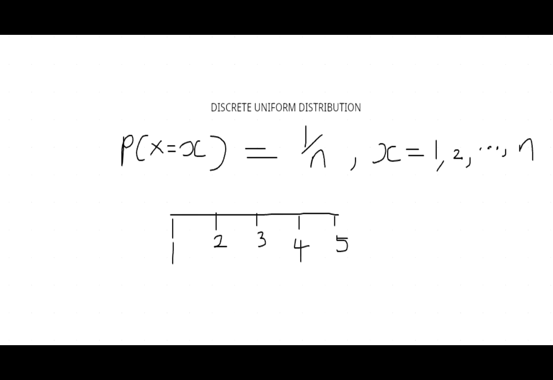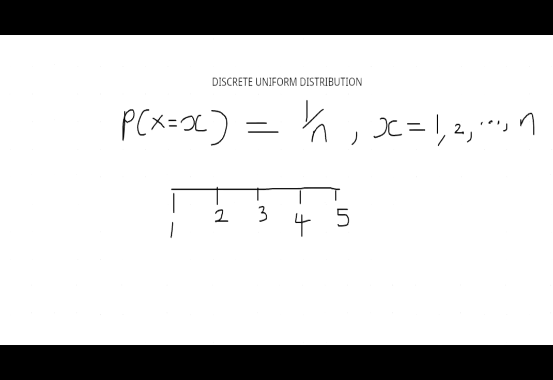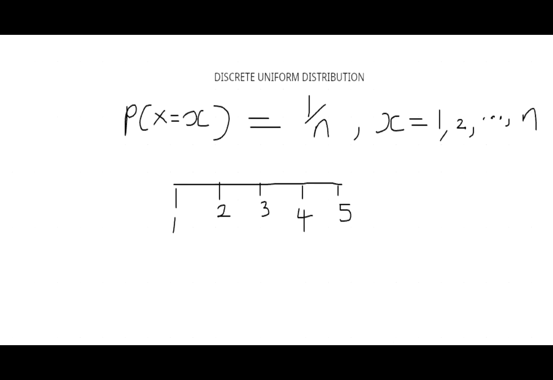So 1 and then 5. Note something. The beginning was 1 and the end was 5, but we have divided this into 4 different parts. So the first part, the second, the third, and the fourth. So we are trying to bring out something uniform. When you have this kind of distribution, we say you have a discrete uniform distribution.